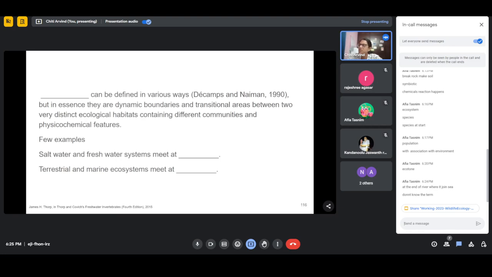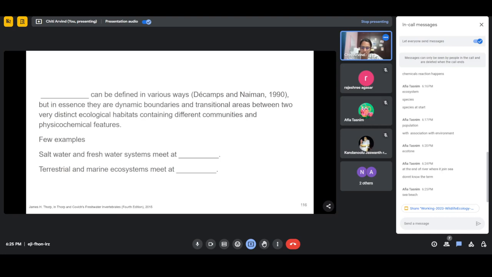Right? And what about terrestrial and marine ecosystems? Where do they meet? This is also quite present in India in a lot of areas. Where do you think terrestrial and marine ecosystems can meet? Sea beach, yeah, it is. It's definitely at the coast.